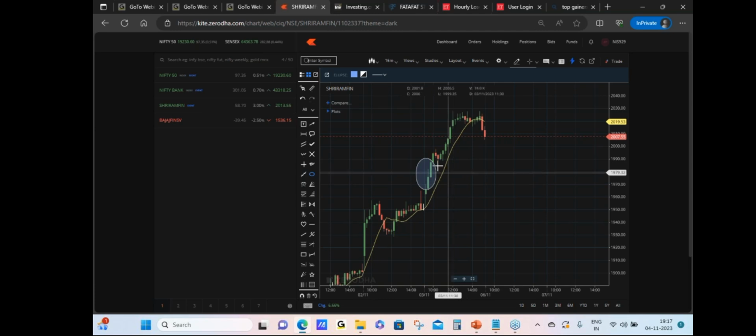You cannot go against the market. If market is bullish, you're supposed to take buy trades. If market is bearish, you're supposed to take sell trades. You cannot go against the trend in the market. That's why you're supposed to align your trades according to the major trend in the markets.